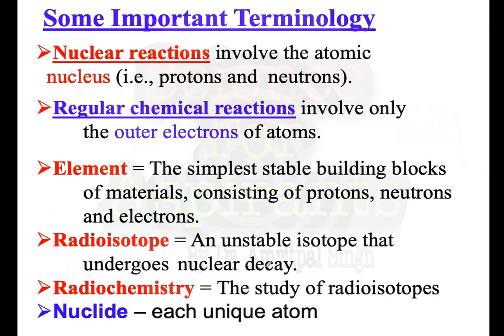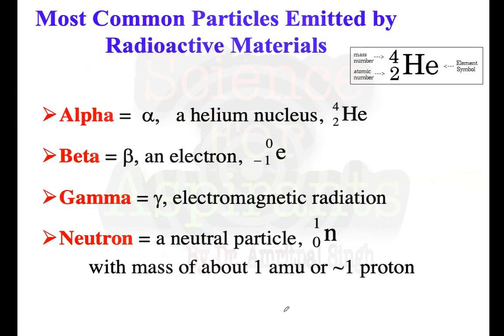Some of the terminology which we will use in radioactivity: an element is considered the simplest stable building block of material, which consists of protons, neutrons, and electrons. A radioisotope is considered an unstable isotope that undergoes nuclear decay. Radiochemistry is the study of radioisotopes, and a nuclide is generally defined for each unique atom present in the modern periodic table.